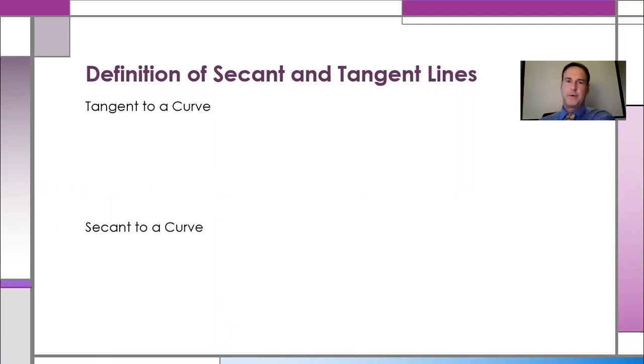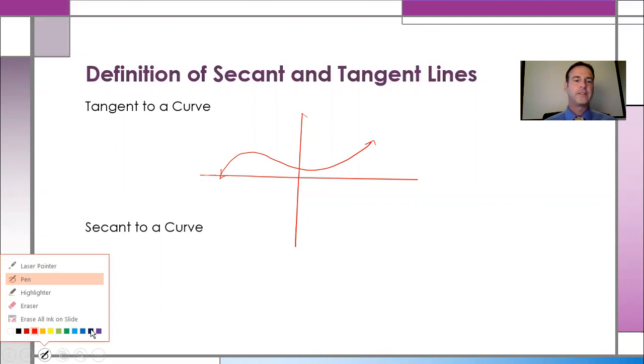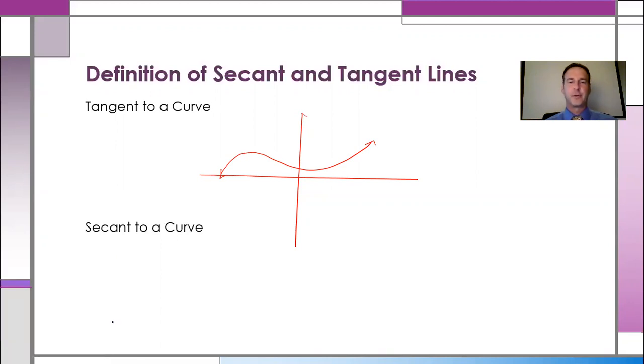So give me a moment here. I'm going to draw a graph, and I'll make a function up. Here's what I'm going to do. I am going to draw something that is recognized as tangent to a curve. You may remember this back in geometry. Tangent means that your curve is intersected by a line at only one location.